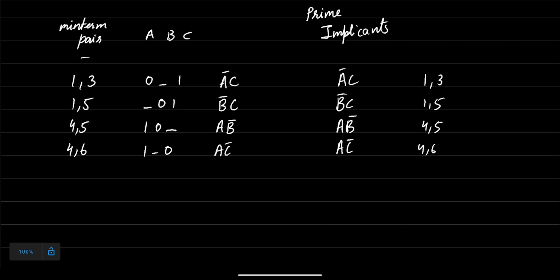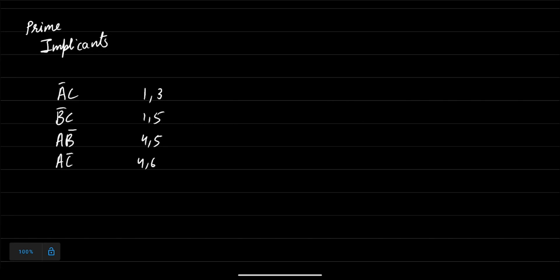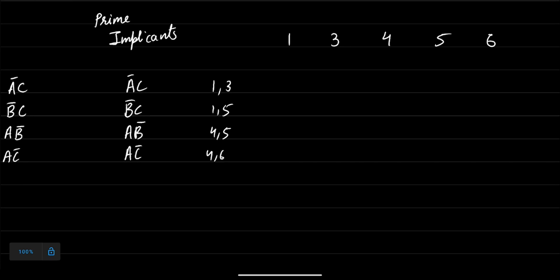Now, the next step would be to write out all the minterms given to us in the function. So that's 1, 3, 4, 5, and 6. And we write them out with a little bit of space between each of them. So now what we do is we look at the rows of each implicant and cross out every minterm covered by that implicant. So for example, A bar C covers 1 and 3, B bar C covers 1 and 5, A B bar covers 4 and 5, and A C bar covers 4 and 6.